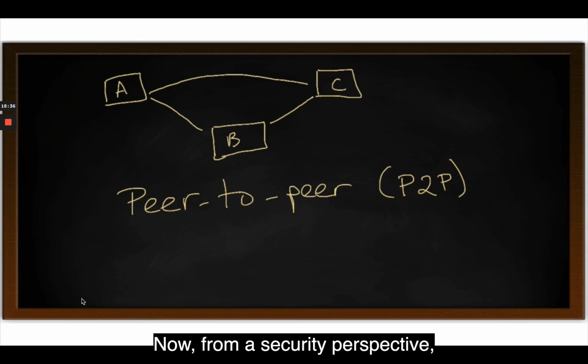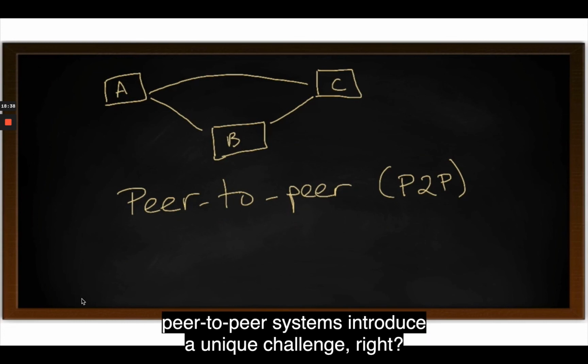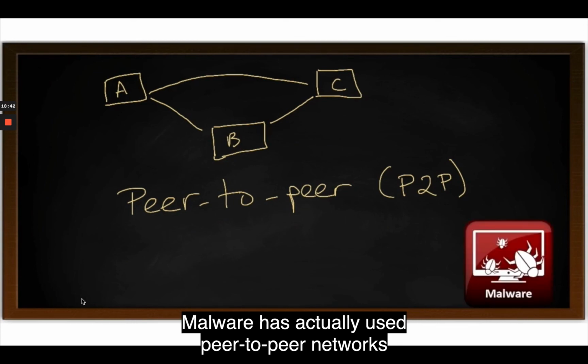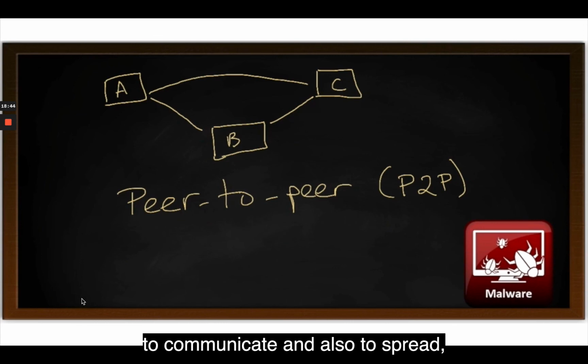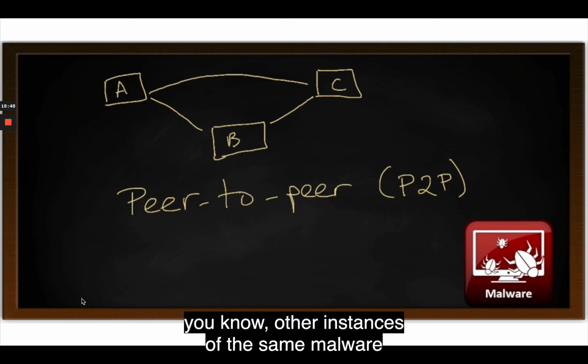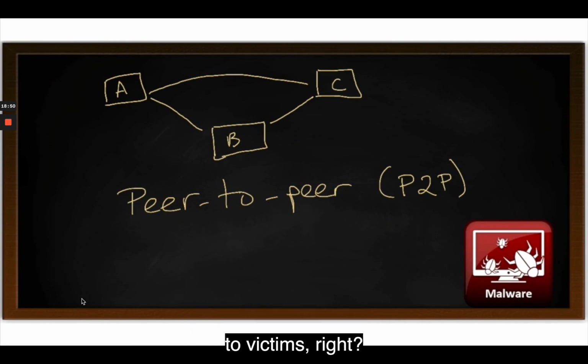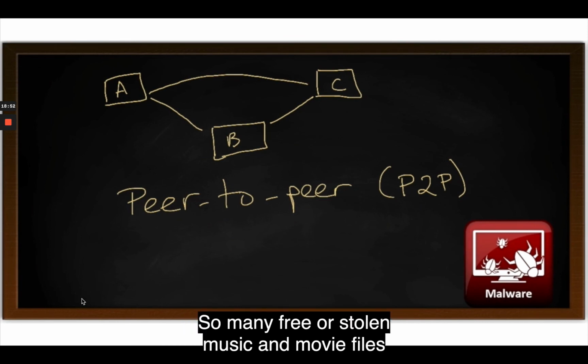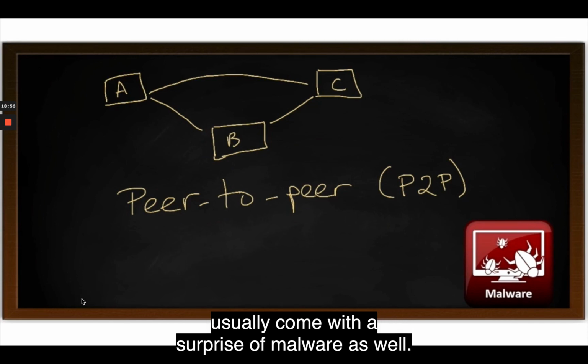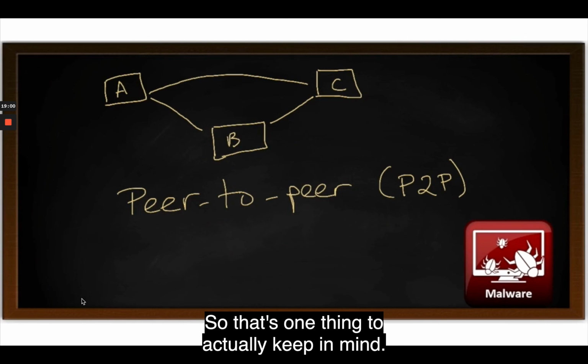Now, from a security perspective, peer-to-peer systems introduce a unique challenge, right? Malware has used peer-to-peer networks to communicate and also to spread other instances of the same malware to victims, right? So many free or stolen music and movie files usually come with a surprise of malware as well, right? So that's one thing to keep in mind.